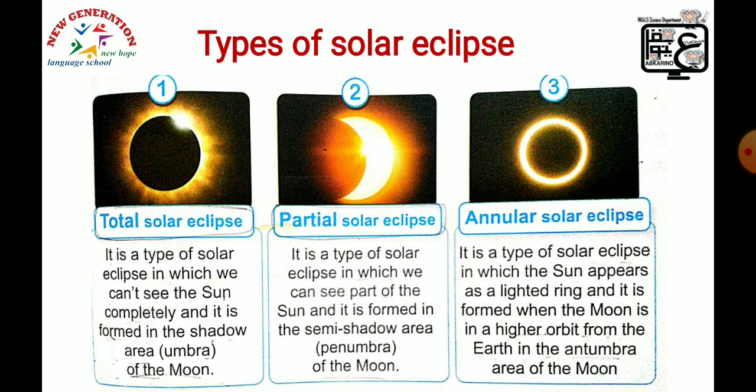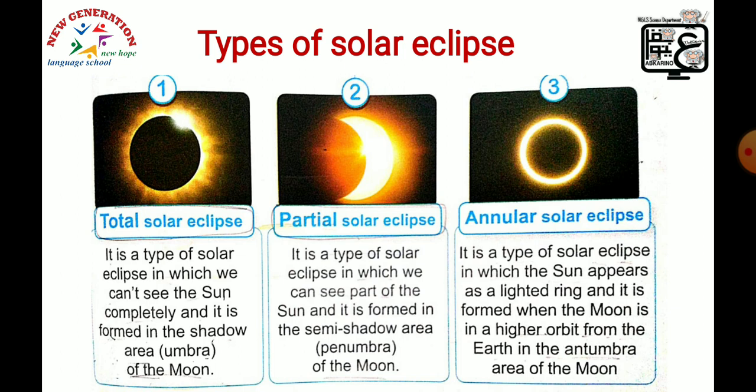It is a type of solar eclipse in which we can't see the sun completely, as you see in this picture, and it's formed in the shadow area called umbra of the moon. Look at picture number one. Super.